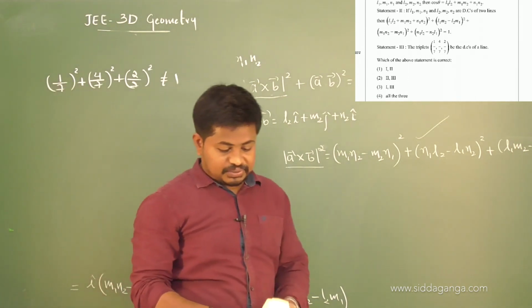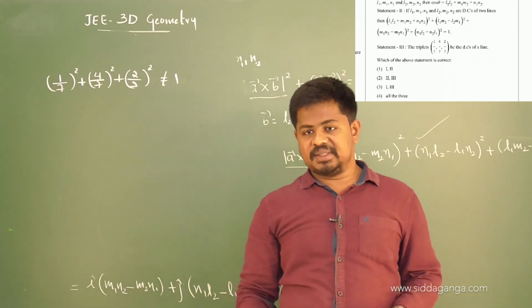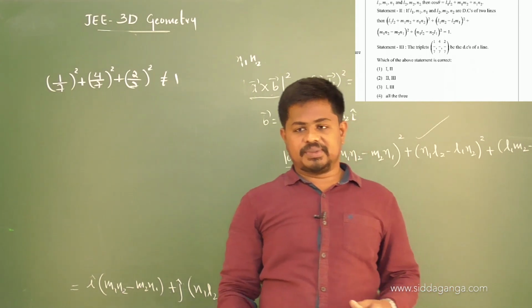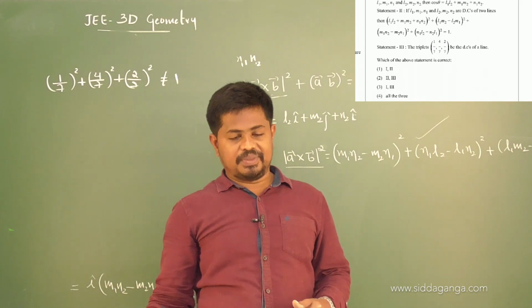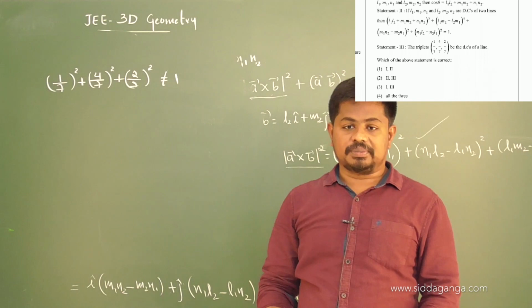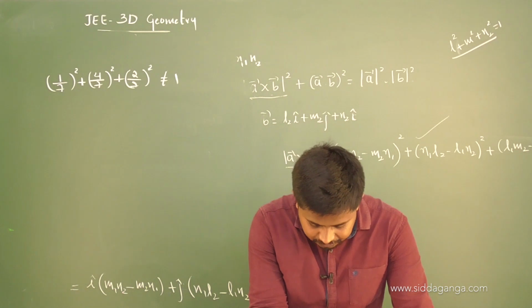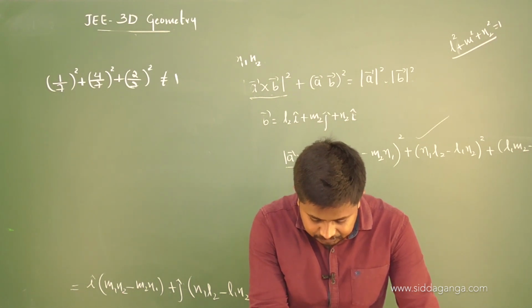For any three direction cosines, the sum of the squares must be equal to 1. But in the third statement, we have cosines 1 by 7, 4 by 7, 2 by 7. The sum of the squares is never equal to 1. So I can say statement 3 is wrong. So statement 1 is correct and statement 2 is also correct, but statement 3 is wrong. So our option is the first option, first and second are correct statements. So option first is the correct one for the 22nd question.